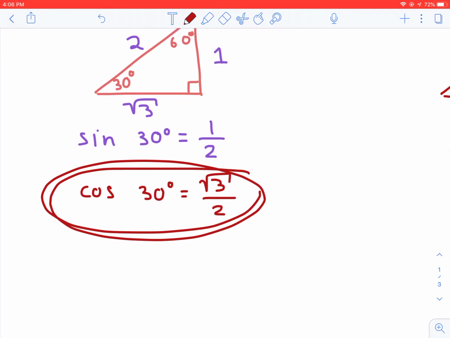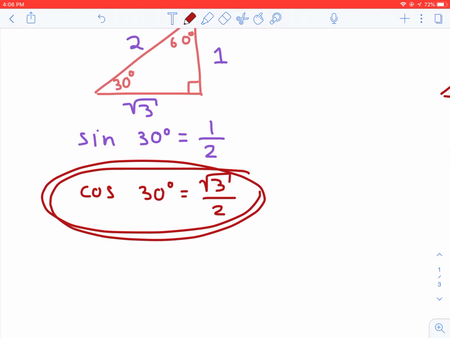So type in cosine 30. Make sure you are in degree mode on the top right next to your battery. Make sure that says DEG. If it says RAD, you are in the wrong mode. If you're in the wrong mode, hit the on button, go to settings, and change your document settings to degrees.